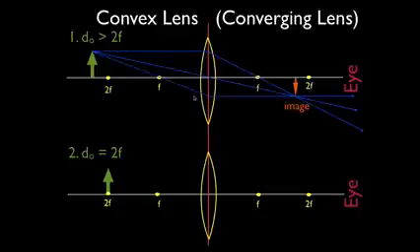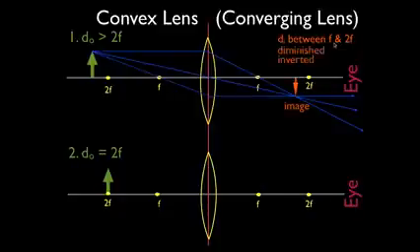Now, we want to summarize where the image is and all the information that we want to know about the image. In this case, when the object is greater than 2f away, the image will always be somewhere between f and 2f. The image will always be smaller than the object. The image will always be inverted or upside down, and will always be a real image. Okay? So we've completed that problem.